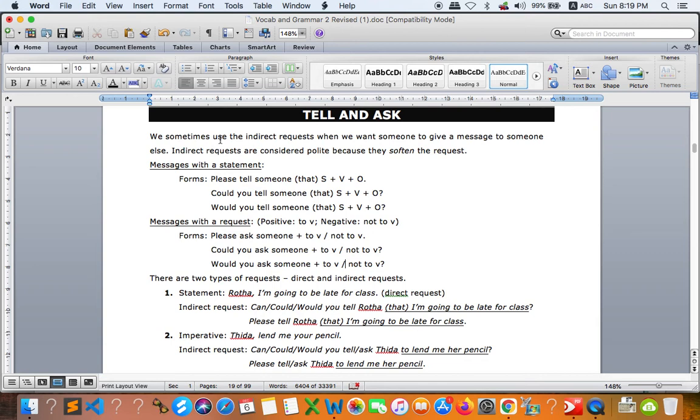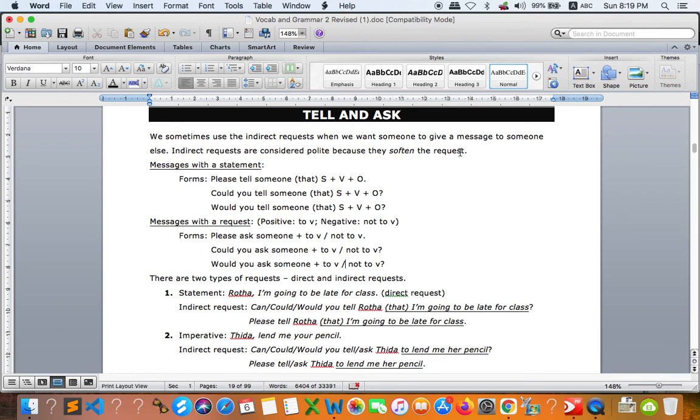We sometimes use the indirect request when we want someone to give a message to someone else, just like I explained, okay? Because maybe you have no time to talk to the person that you want to ask, or probably you don't want to talk to that person, and you can send your message to someone, and hope that that person will bring the message to the person that you want to talk to. All right, and that is indirect request. Okay, indirect requests are considered polite because they soften the request.